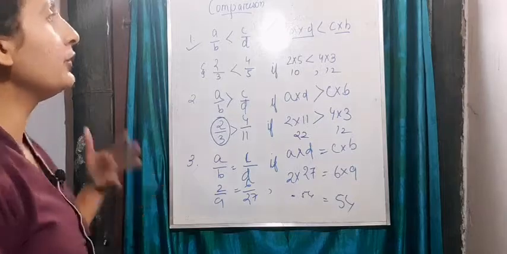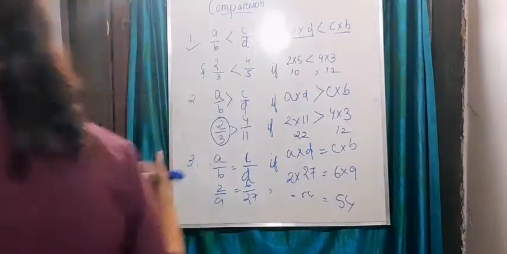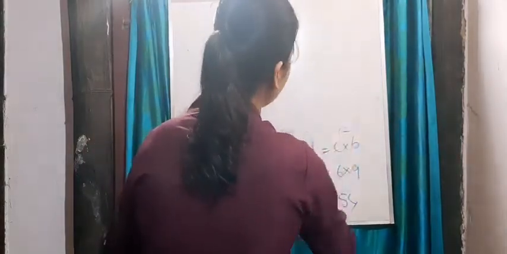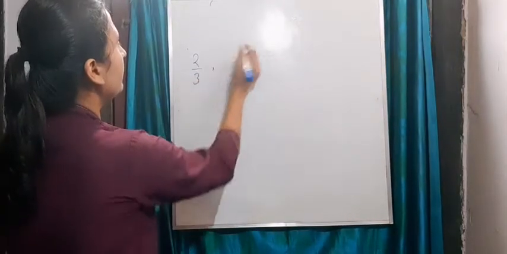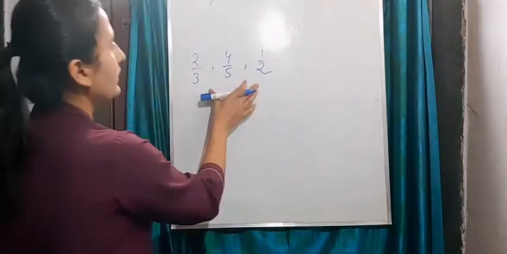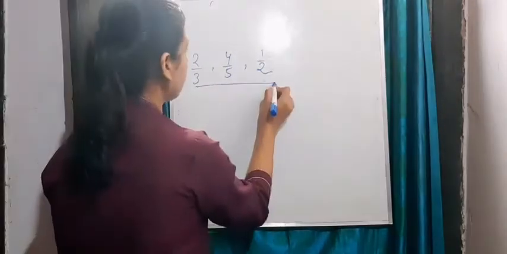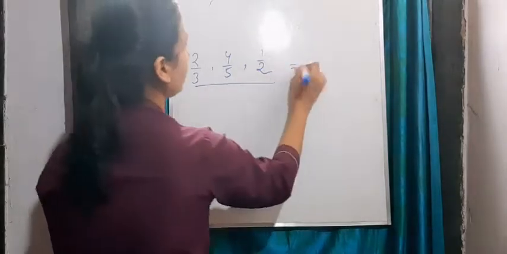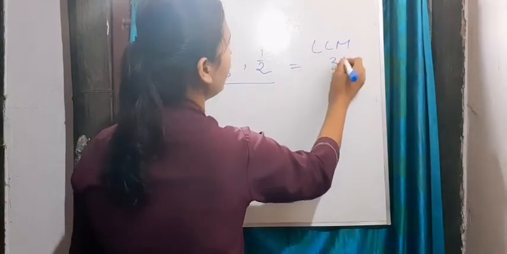Now, when more than two fractions are given, how will you know which one is greater? For that, we have to take the LCM. Suppose 2 by 3, 4 by 5 and 1 by 2. For that, we have to take the LCM. So 5 3s are 15, 15 2s are 30. So its LCM will be 30.